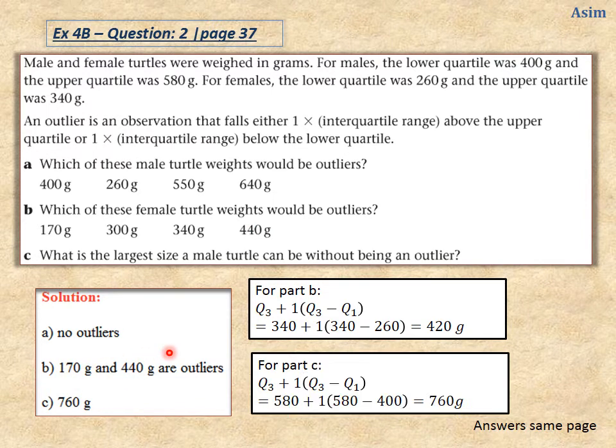Now look at part C. Again, I did the working here and you will see our limit for this outlier is 760 grams. If you look at the question, what is the largest size a male turtle can be without being an outlier? Any number in our data less than or up to 760 will be taken as not being an outlier. So that is your answer for part C. Now let's go ahead.